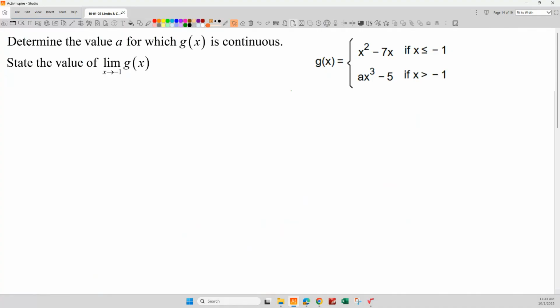Okay, so this one: determine the value a for which this function is continuous, first of all. And then it says state the value of the limit of g of x as x approaches -1. I kind of made this one up, so this one example addresses 2 or 3 different questions on test 1 and test 2. We can do this one, and all those other ones will make sense.